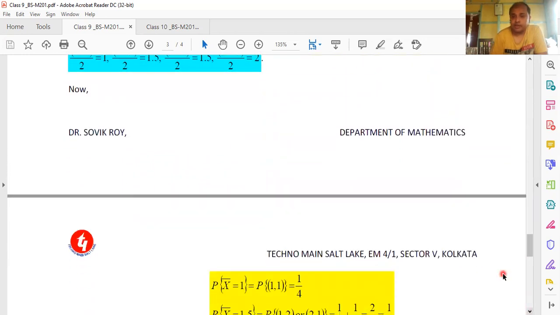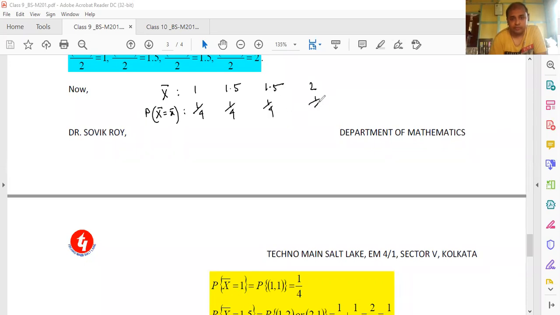So we have got our probability chart. Let us write it somewhere for the sake of your understanding. We have X bar as 1, 1.5, 1.5, and 2, and the probability of X bar equal to small x bar is 1 by 4, 1 by 4, 1 by 4, and 1 by 4. And you know how to calculate E of X bar. Now, see, it is pretty obvious. I have also shown here how these 1 by 4s are obtained.